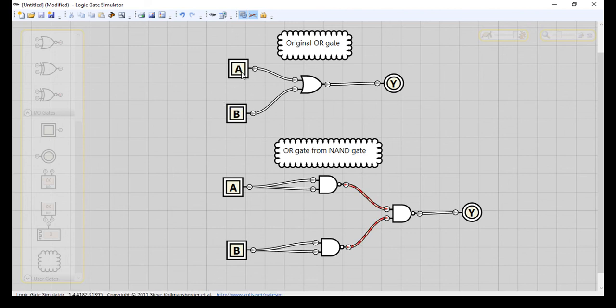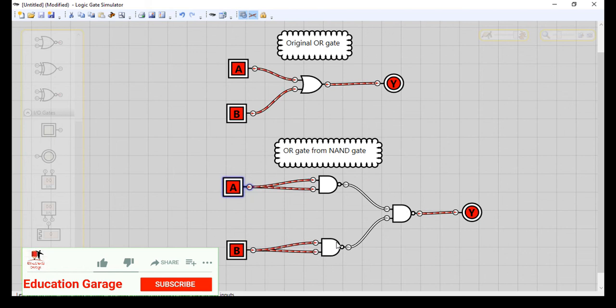Here you can see both A and B are 0 and the output is 0. When A is high in both the cases, you see the output is high. Similarly, if A is 0 and B is high in both cases, you can see the output is high. And also when both A and B are high, then also the output is high in both the cases. So this combination of three NAND gates is producing exactly the same output as produced by our original OR gate. Hence, the combination of three NAND gates in this way represents the OR gate.